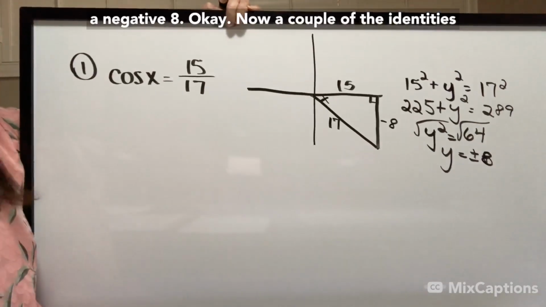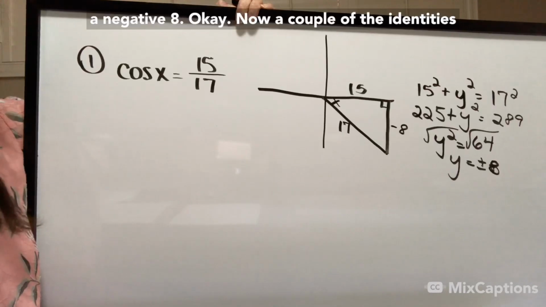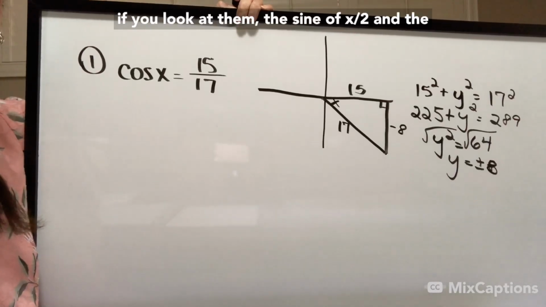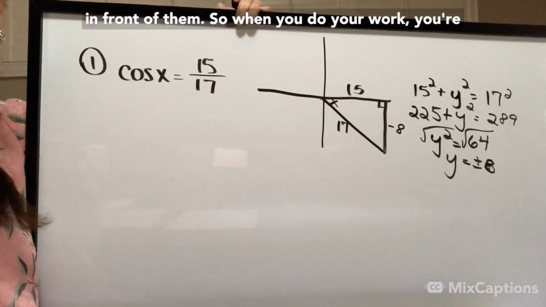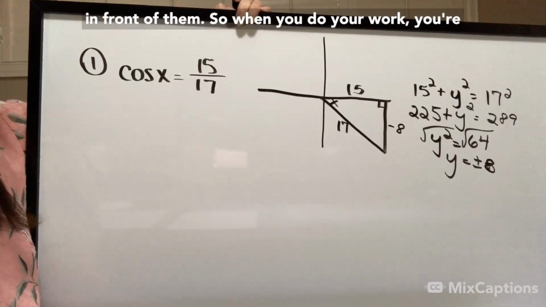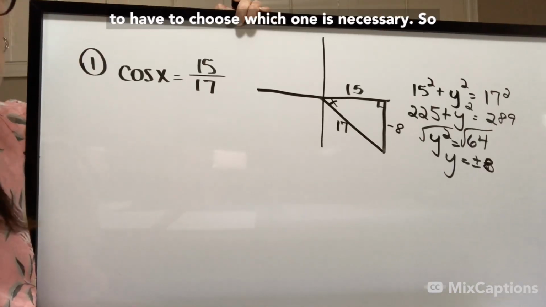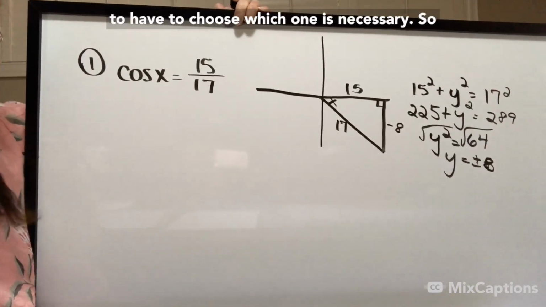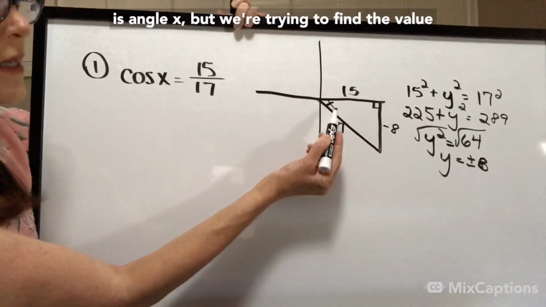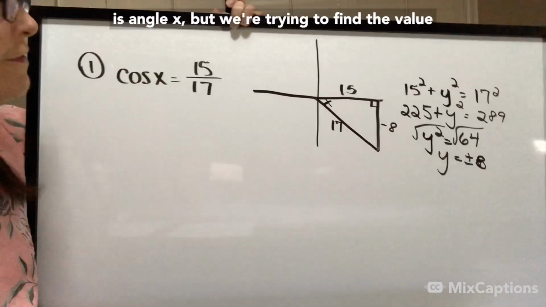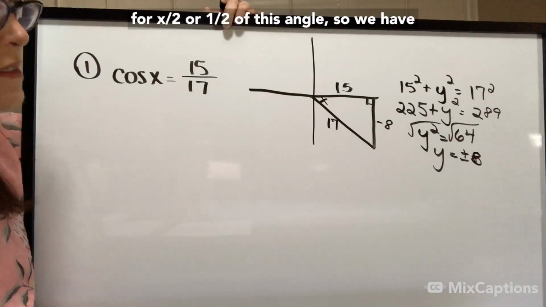Now, a couple of the identities, the sine of x over 2 and the cosine of x over 2, have plus and minus signs in front of them. So when you do your work, you're not going to use plus and minus. You're going to have to choose which one is necessary. Here's how this will go. Keep in mind this is angle x, but we're trying to find the value for x divided by 2, or half of this angle.